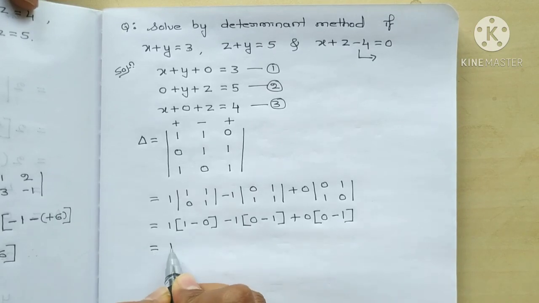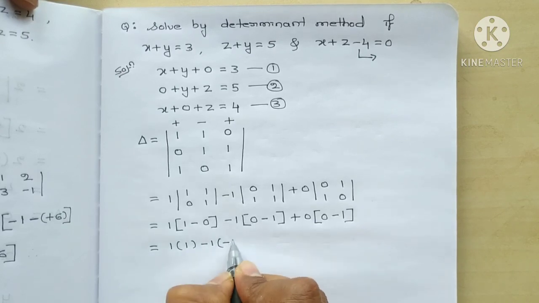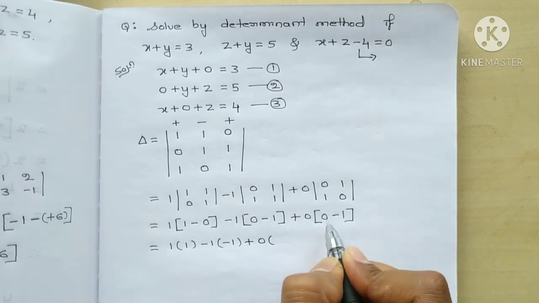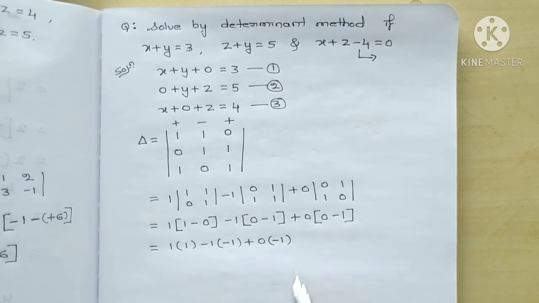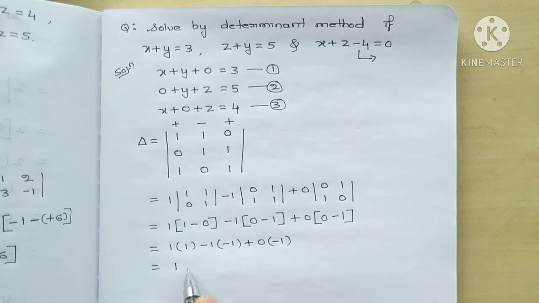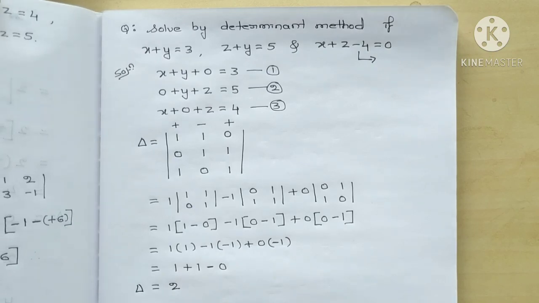So which is equals to 1 into bracket 1 minus 0 is 1 minus 1 into bracket 0 minus 1 is minus 1 plus 0 into bracket 0 minus 1 is minus 1. So which is equals to, this is 1, minus into minus is plus, 1 into 1 is 1, plus into minus is minus, 0 into 1 is 0. So which is equals to 1 plus 1 is how much? 2. So this is the value of delta.